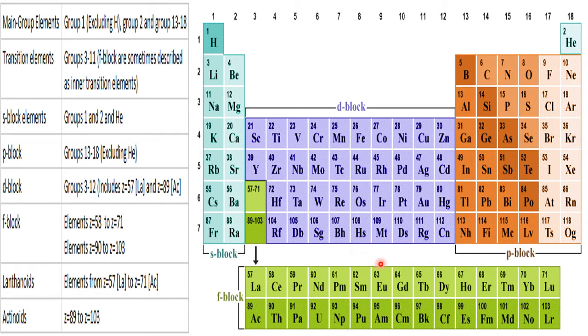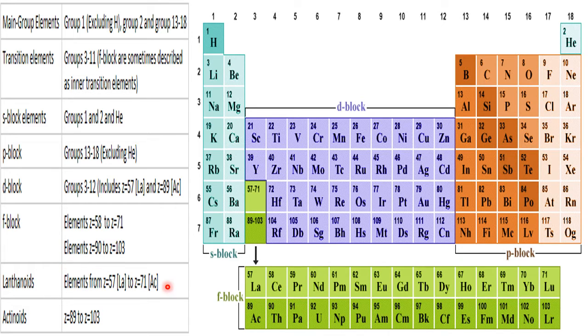We don't worry about beyond 92, because up to 92 they are called naturally occurring elements. Beyond 93 they are called man-made or synthetic elements. They are made and studied for some time, and afterwards they vanish. That's why elements beyond 92 are called transuranic elements.